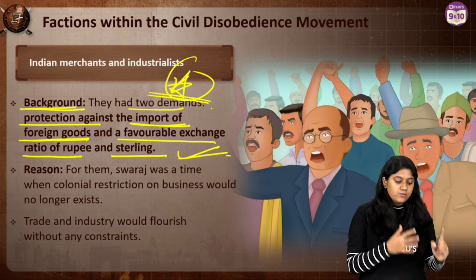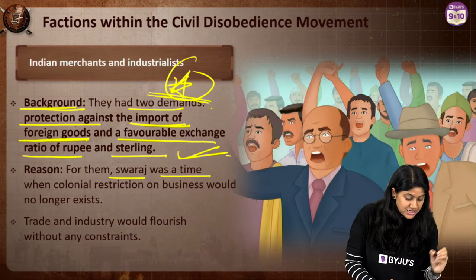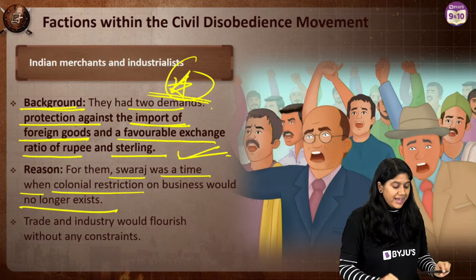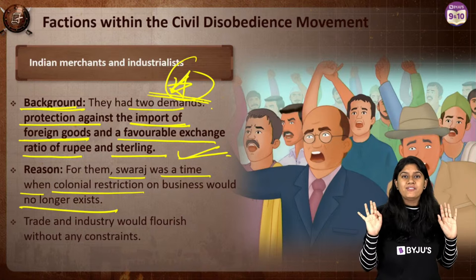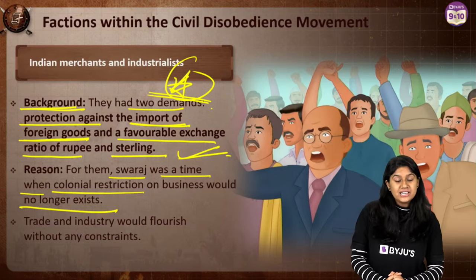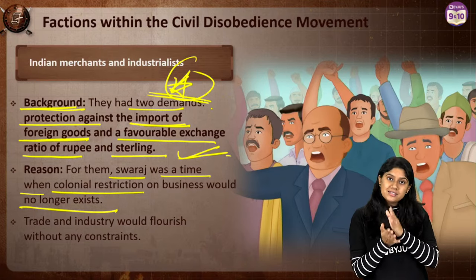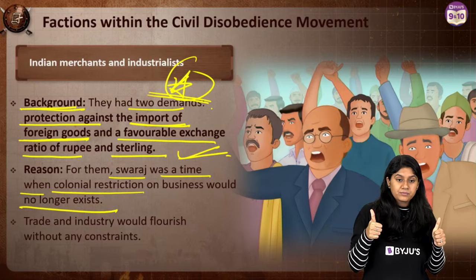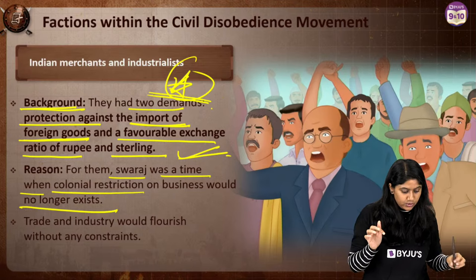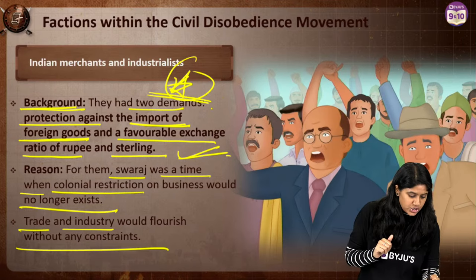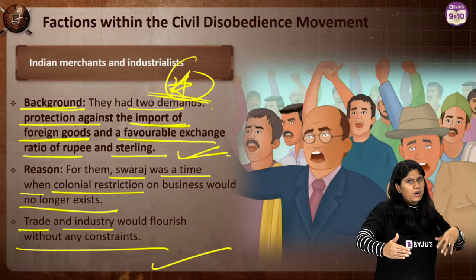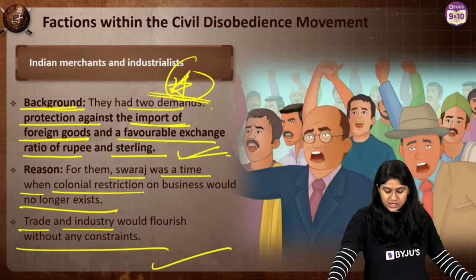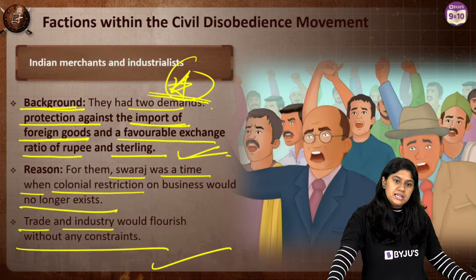Now, the reason was that Swaraj was a time when the colonial restriction on business would no longer extend. So what they were thinking, if we have the freedom from the Britishers, we will not have these taxes. So that is the reason they were supporting the civil disobedience movement. Everyone, are we clear with it? Clear hai sabko ye? Very good. Trade and industries would flourish without any constraint, without any rules and regulations. So that is the reason they were supporting the CDM.